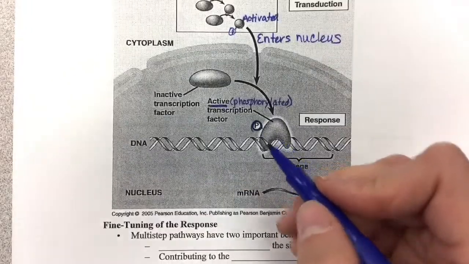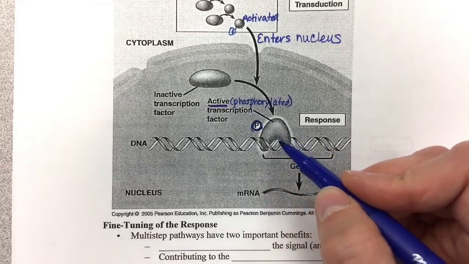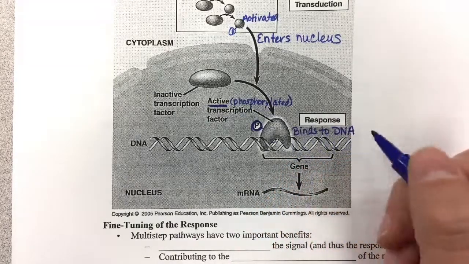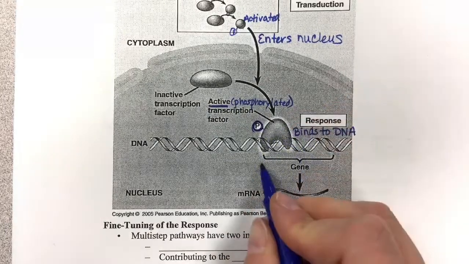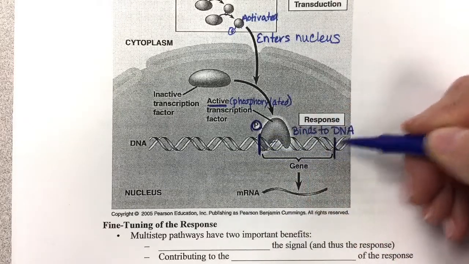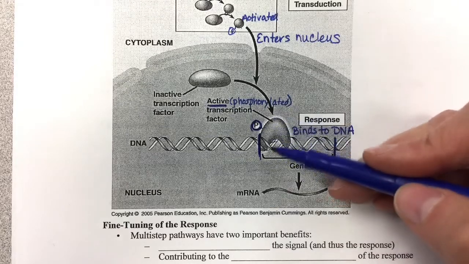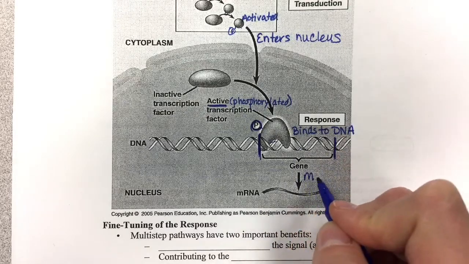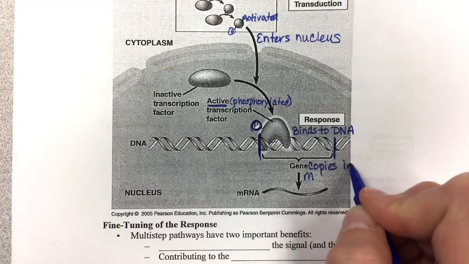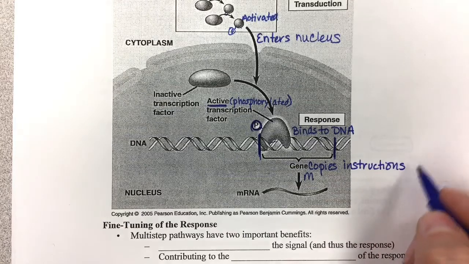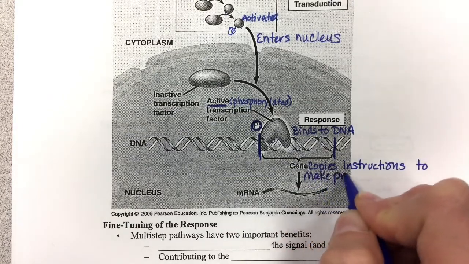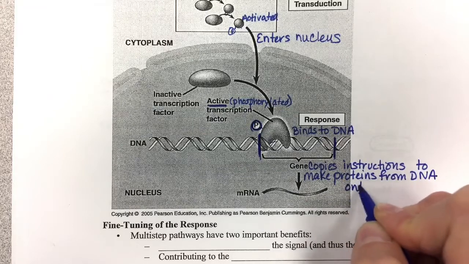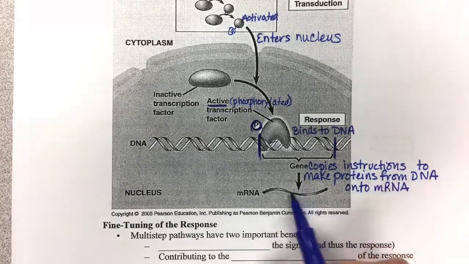Now if you look at the picture, what does this active transcription factor do? It binds to the DNA. Notice here it says gene, and remember a gene is one part of your DNA. So from here to here is the gene. It goes to the start of the gene, binds to the gene, and notice here it makes mRNA. It copies instructions to make proteins from DNA onto mRNA. So mRNA contains the instructions.